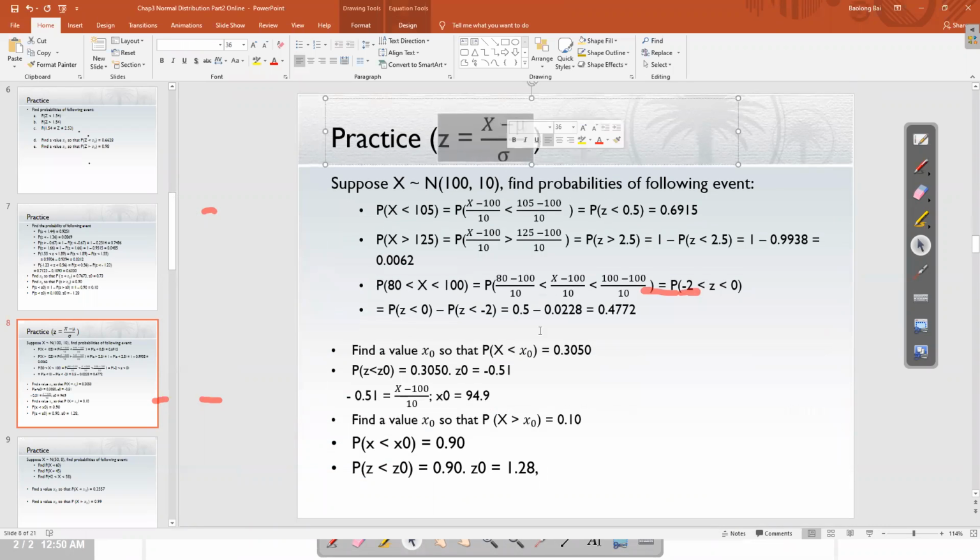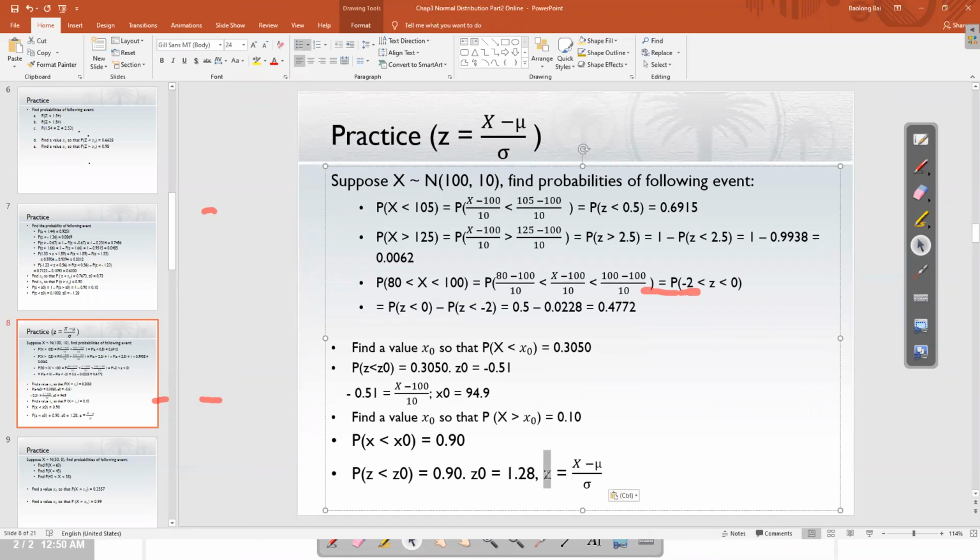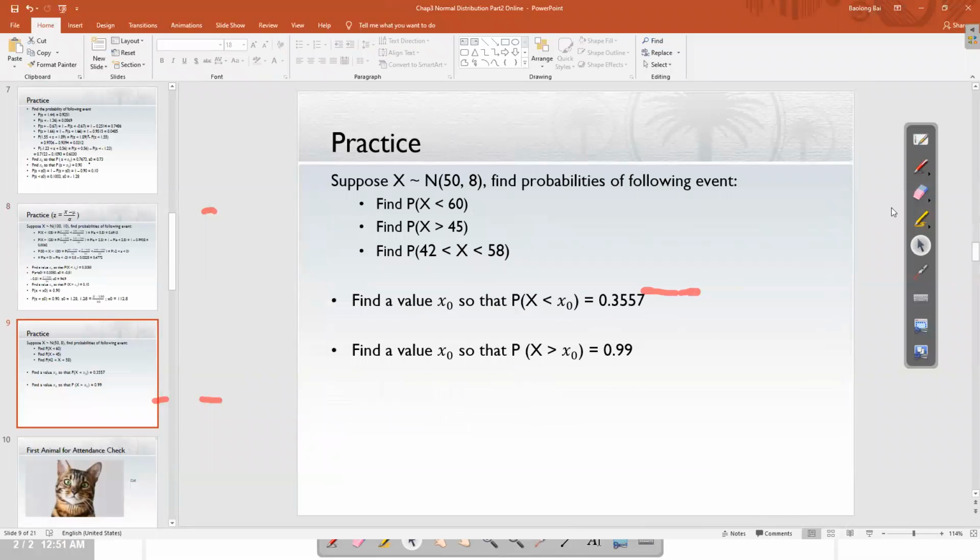And then from here, we need to solve the equation, right? So we're going to use this equation to solve for x with a given z. Z is 1.28. X is what they're looking for. Mu is 100 and sigma equal to 10, right? So then from here, by solving the equation, x of 0 will equal 112.8. Okay, so those are all the different kinds of problems you're going to encounter for normal distribution, and this is it. There are other practices very similar, so please practice on those. Make sure you're clear about how normal distribution works with a z table.